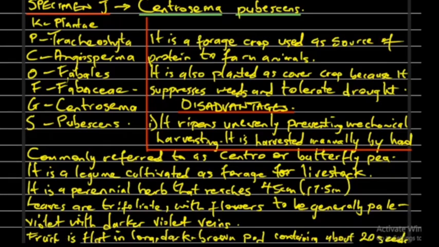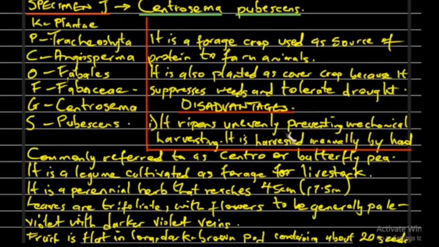Then we have the fruit, which is found in long, flat, dark brown pods, and a pod can contain up to 20 seeds. Like I said earlier, it is a forage crop that is used as a source of protein for farm animals. It is also planted as a cover crop because it is a legume, so it suppresses weeds and tolerates drought. But it has its disadvantage. The major disadvantage of this particular crop is that it ripens unevenly.